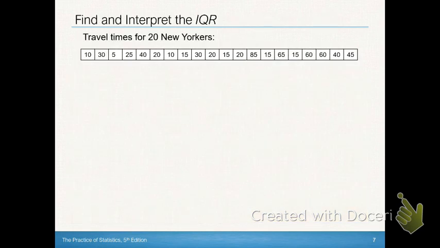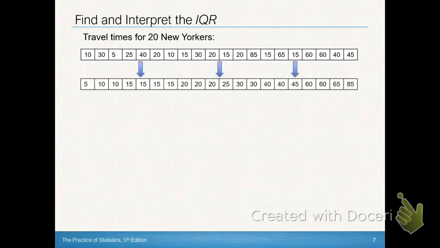So here's an example. We looked at these 20 New Yorkers and how long it took them to get to work each day. We'll do the same kind of setup again. We start by putting the numbers in order from smallest to largest. There's an even number of numbers, which means there are two numbers in the middle. To find the median, we find the average of the 20 and the 25. When there's an even number of numbers like this, the first number, the 20, gets counted with the lower half. So there are 10 numbers in the lower half when you go to find your Q1. And the second number, the 25, goes with the upper half when you go to find your Q3.